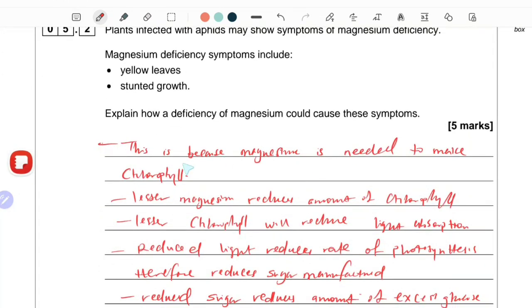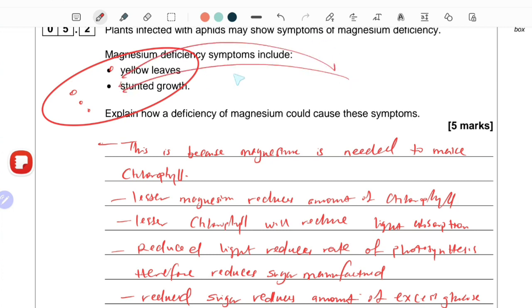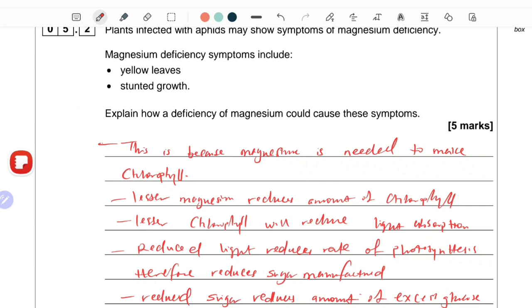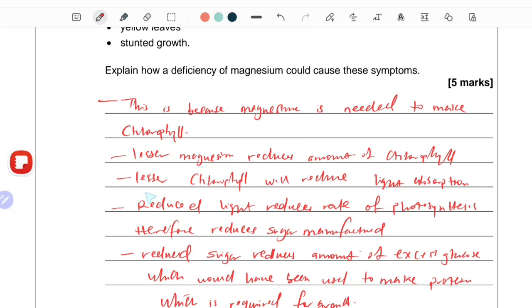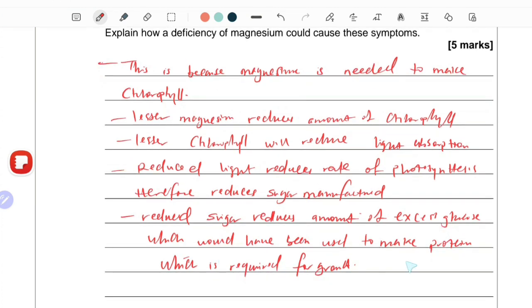This is because magnesium is needed to make chlorophyll. So chloroplast is the organelle, but there's a pigment inside it called chlorophyll, which is the one that absorbs sunlight. All right. So for you to make that chlorophyll, you need magnesium. Now work with me. Let's say magnesium deficiency reduces the amount of chlorophyll. That will reduce light absorption. Reduced light absorption will reduce the rate of photosynthesis. Can you see where I'm going with it? Therefore, reduced sugar is manufactured, which reduces the amount of excess glucose which would have been used to make protein, which is required for growth.